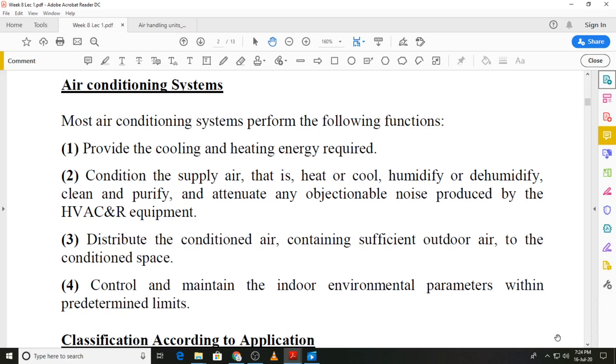Then of course we need to control the environmental parameters within the predetermined limits. We can allow the temperature or relative humidity to vary, but we will set those values, so that within those values the temperature or relative humidity can vary. If it goes above or below that, then there must be a control mechanism for that.